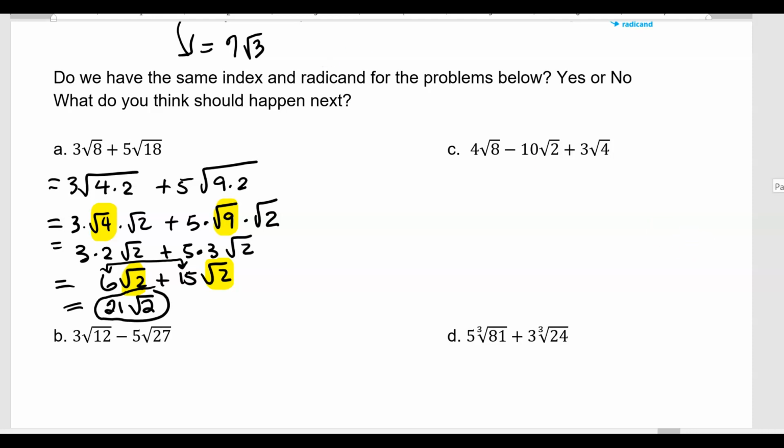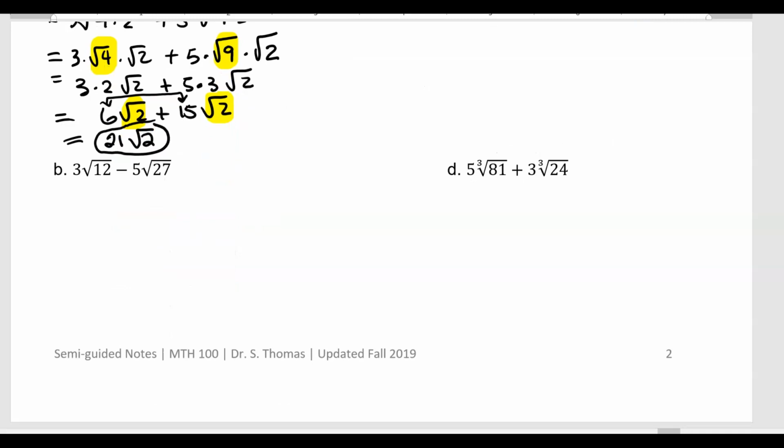Let's move on to 3 radical 12. So that's 3 times, what perfect square factor is in 12? That's 4. What about 5 radical 27? What perfect square factor is in that? 9. So here again, we have the square root of 4, we have the square root of 9. So 3 times 2. I'm not going to split it up, I'm just going to go right to it.